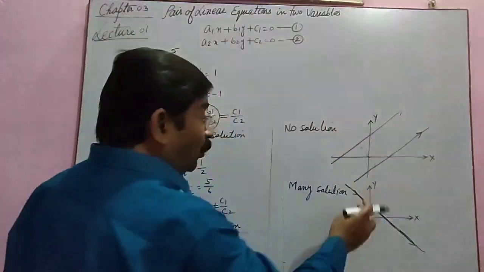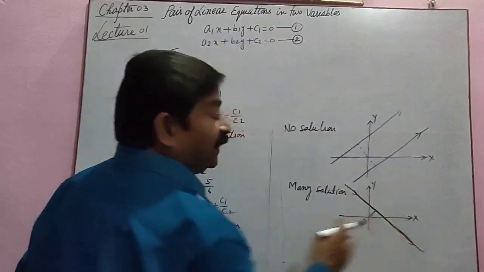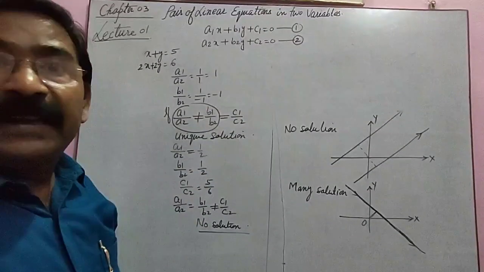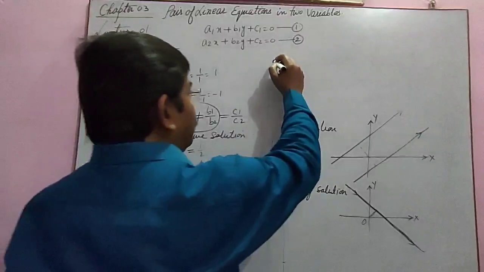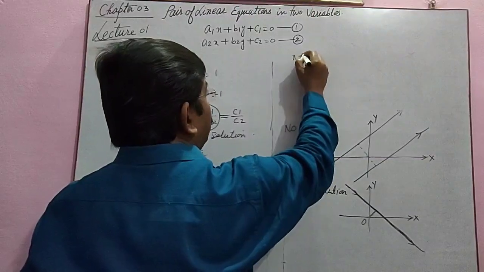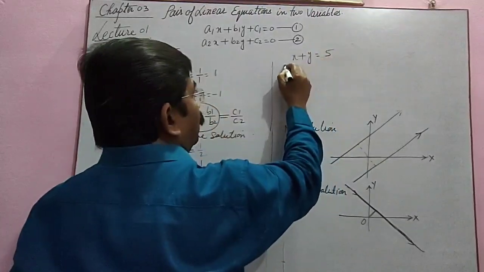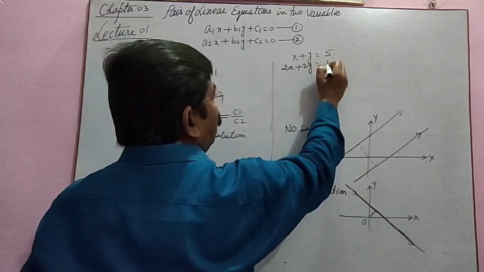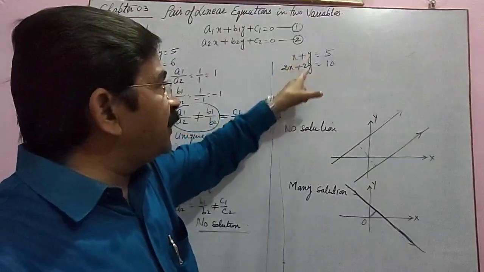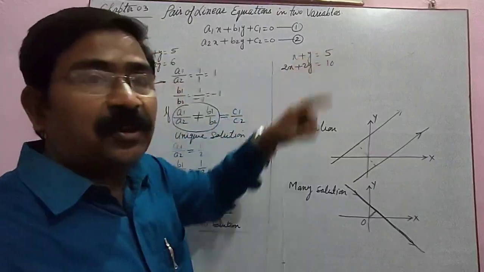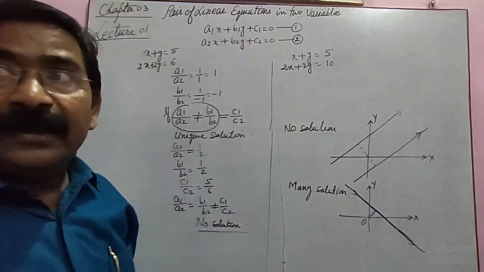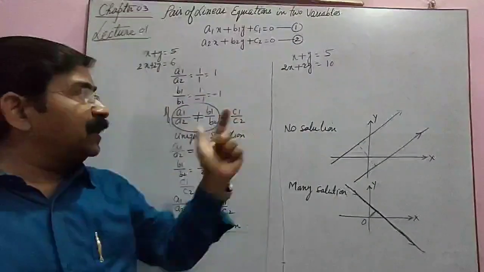So how is it possible to have two lines in the same direction? It means their coefficients of x and y must be the same. So let me see. Suppose I am taking x plus y is equal to 5, and 2x plus 2y is equal to 10. See, the coefficients of x and y are just twice the coefficients of x and y in the first equation. The constant term is also twice. It means both the lines are in the same direction.